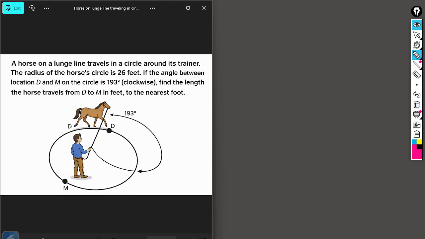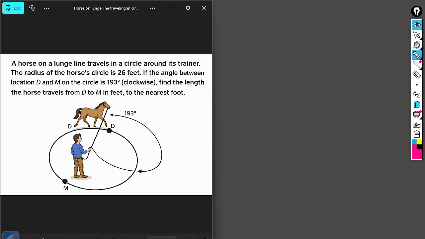When you are talking about the length of the horse's travel from D to M, actually I am talking about the arc from D to M. So here is the arc from D to M, or I'm talking about the arc length from D to M. So to find the length of the arc, or the length of the horse's travel from D to M, we need to use a proportion, something like this.